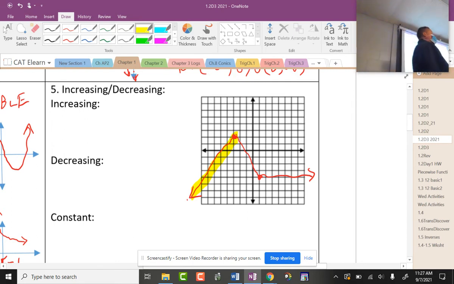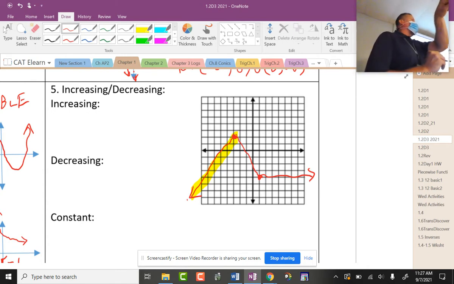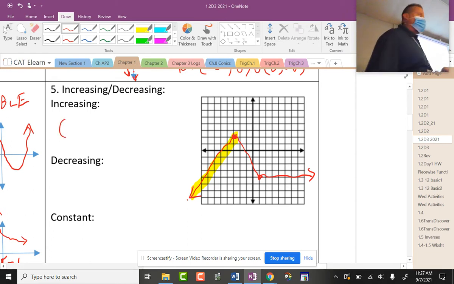That's increasing because you read left to right. Remember, the word increasing is already describing the y. So I must name the x's, the inputs that make the outputs increase. So this is describing the outputs. What are the inputs that make it happen? That's how I'm wording it with my students in Math 2.